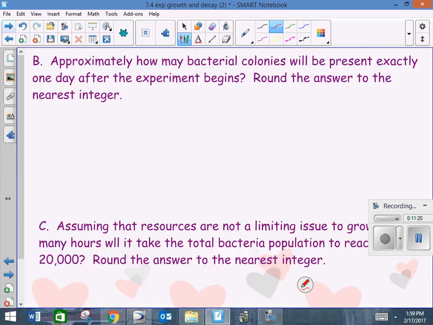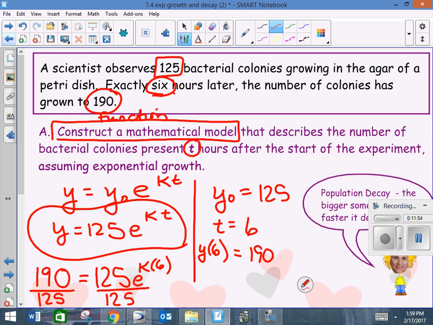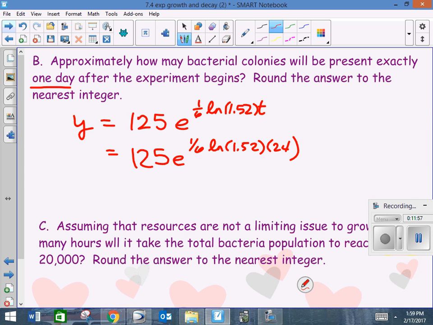This is a continuation. Approximately how many bacterial colonies will be present exactly 1 day after the experiment begins? Our mathematical model is 125 e to the 1/6 ln 1.52 t. Where does that 1 day go? T is 24 because the unit is hours, not days. So you've got to do 24 hours.